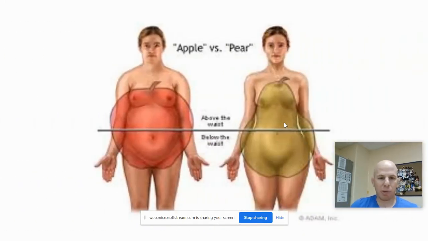Now, apple versus pear. You can see an apple shape here. This is why they call it apple shaped or pear shaped. Apple shaped people carry more weight above the waistline. You can see how the top, thicker part of the apple is above the waistline, whereas the pear shape carries a little bit more weight below the waistline. That's where we get the apple versus pear endomorph. So, endomorph, ectomorph, and mesomorph.